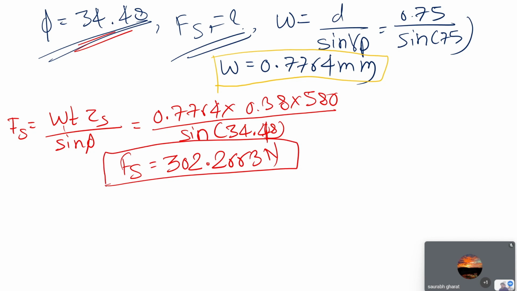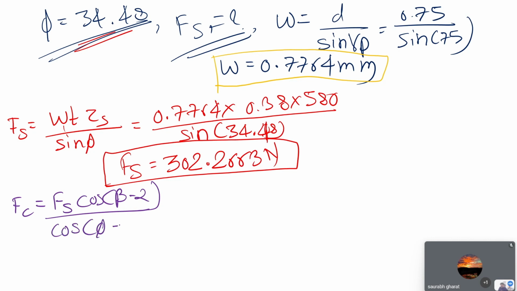Now what do we need to calculate? Ft and Fc. So what is your cutting force now? You need to remember the formula which is mentioned in that slide. It is very important to remember the formula. The Fc you can calculate directly from Fs. Fc will be equal to Fs into cos of (beta minus alpha) divided by cos of (phi plus beta minus alpha).